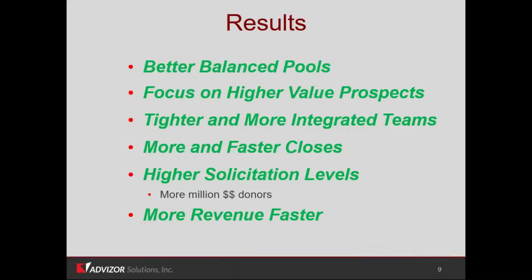And when this works, we see better balanced pools, more movement from early stage cultivation through to closing. Focus on higher value prospects. Ideally in the pool, there are some prospects who are going to produce more revenue than others. You want to make sure they are well covered. Tighter and more integrated teams actually creates a better team dynamic because there's openness and sharing. You've got the leaders coaching the ones who are coming along. When we've seen this work well, it's been a really healthy, positive thing. More and faster closes because you're managing pace and you're getting help when something gets stuck at maybe mature cultivation or early solicitation or whatever. Higher solicitation levels. We've got several clients who've talked about higher numbers of million-dollar donors because you're asking at a more aggressive level. And more revenue faster is sort of the bottom line, all good things.